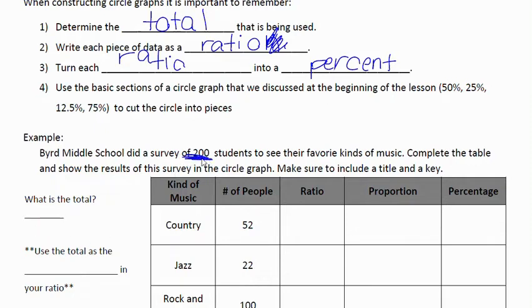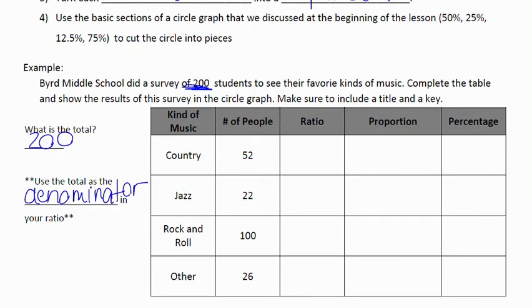Well, we know the survey was of 200 students. And it says use the total as the denominator. That's the bottom number in the ratio. So if I look at my table, they're telling me how many people for country, jazz, rock and roll, and other. So I have 52 people for country, and that's 52 out of 100.